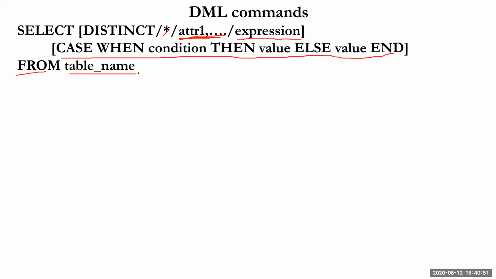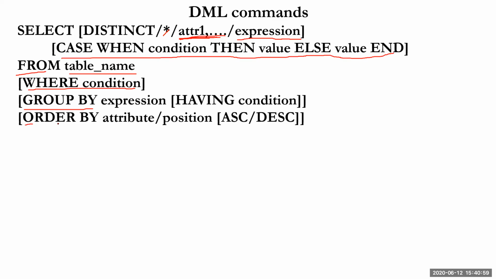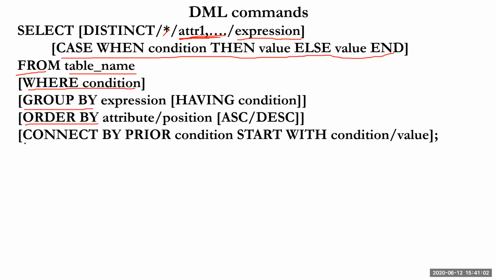From table name, followed by the first clause, where, the second clause, group by, the third clause, order by, and the fourth clause, connect by. If the where clause is there, group by cannot be available. Please remember, if the where clause is there in your command, group by cannot exist. If group by is there, the where clause cannot be there. So those two are vice versa operations. If where is there, group by cannot be applicable. If group by is there, where cannot be applicable. Please remember this. Okay.